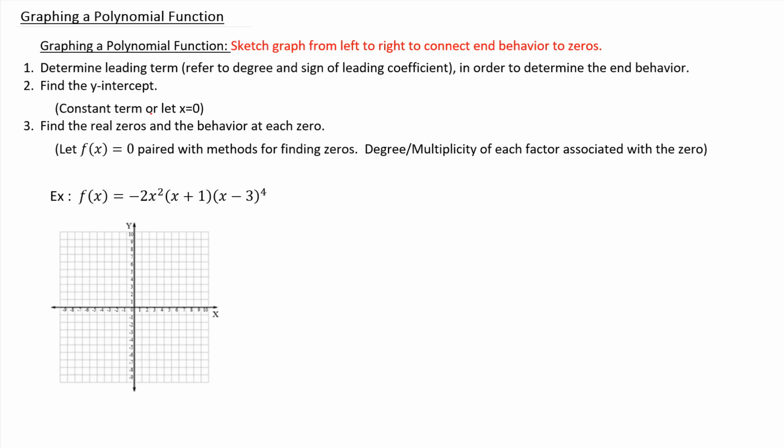The focus of this lesson is on graphing a polynomial function, and in particular, this function is in factored form. So in order to get the overall sketch, we're going to have to look at a few different pieces. So the first piece that we're looking at is the leading term.